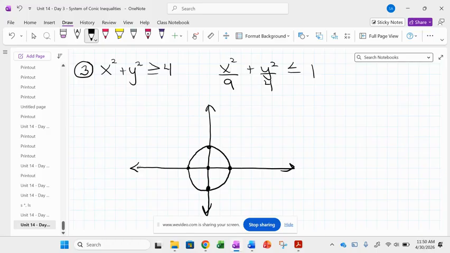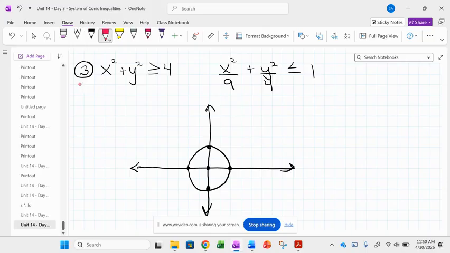So now for x squared plus y squared is greater than or equal to 4. Are we shading inside the circle or outside the circle? Outside. We're going outside the circle. Let's say you weren't sure. What should we do? Test a point.